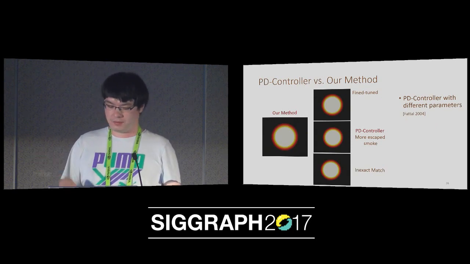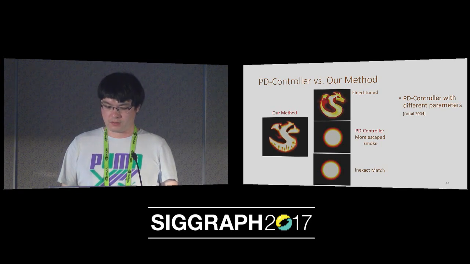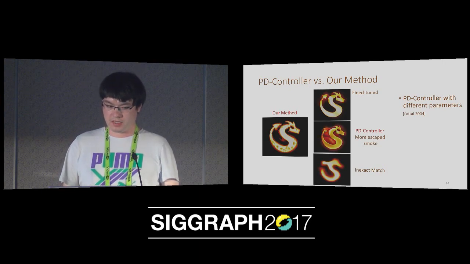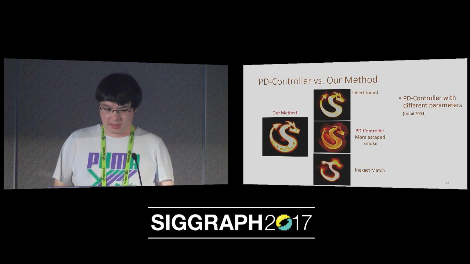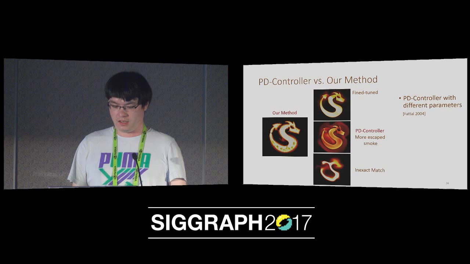Another important comparison is with the PD controller. Here we pick a typical implementation, which is also widely used. This method has 3 parameters, but we can always fine-tune these parameters so that the results look very similar to an optimal controller. A PD controller's results are generally considered to be very sensitive to the parameters. If we change the parameters a little bit, we can easily get an inexact match or a lot of escaped smoke around the keyframes. But this is compensated by the fact that the PD controller is very efficient to compute. You can do a lot of design loops to get good results.